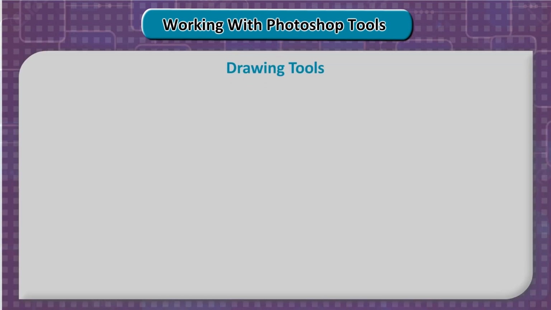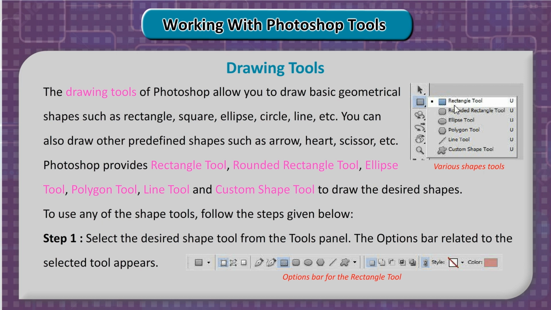Drawing tools. The drawing tools of Photoshop allow you to draw basic geometrical shapes such as rectangle, square, ellipse, circle, line, etc. You can also draw other predefined shapes such as arrow, heart, scissor, etc. Photoshop provides rectangle tool, rounded rectangle tool, ellipse tool, polygon tool, line tool and custom shape.